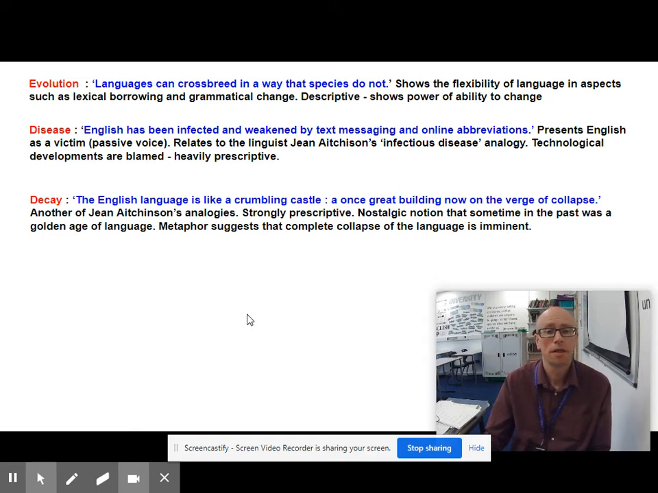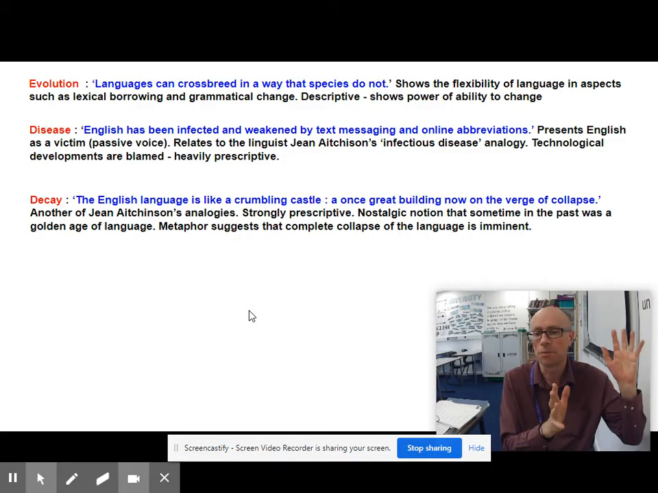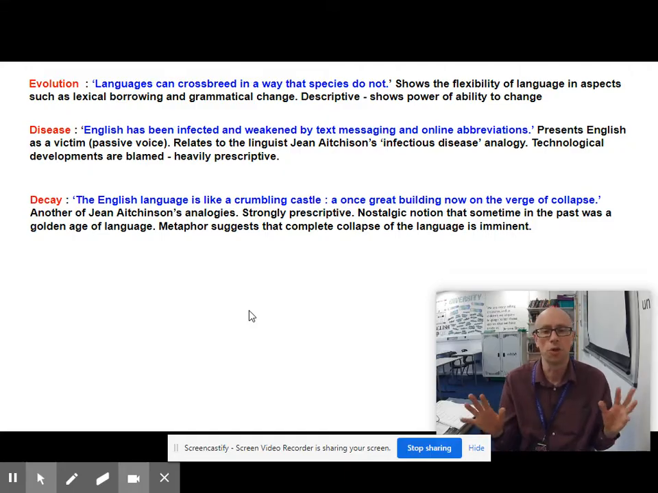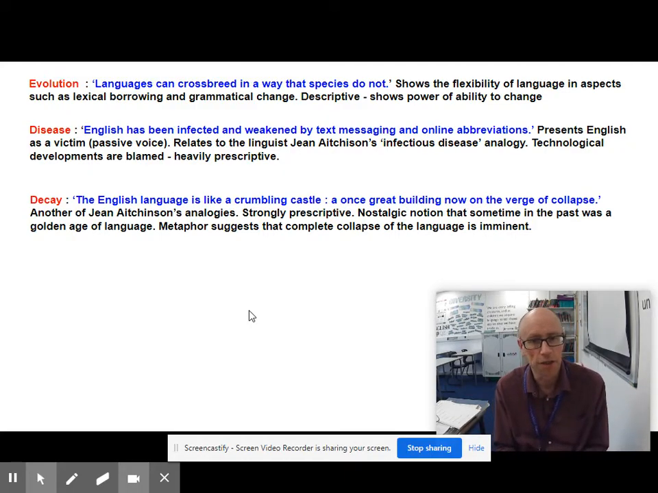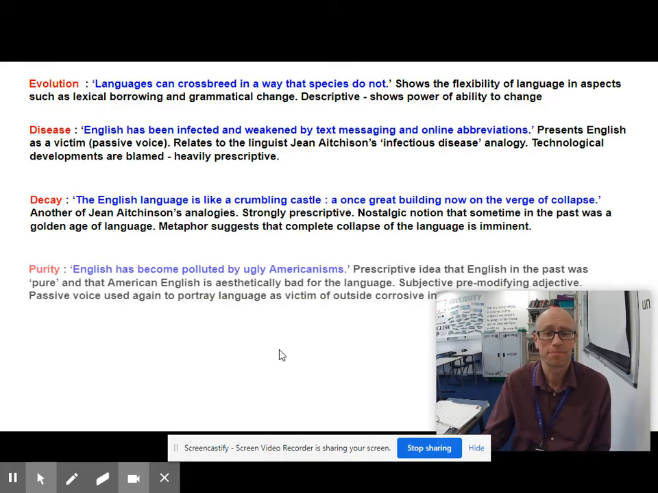We have decay. So the English language is like a crumbling castle, a once great building, now on the verge of collapse. Now this is another one of Jean Aitchison's analogies. Again, it's on page 219 in the AQA textbook. It's highly prescriptive. It's that nostalgic notion that sometime in the past there was this golden age of language. And so it suggests that the complete collapse of the language is imminent.